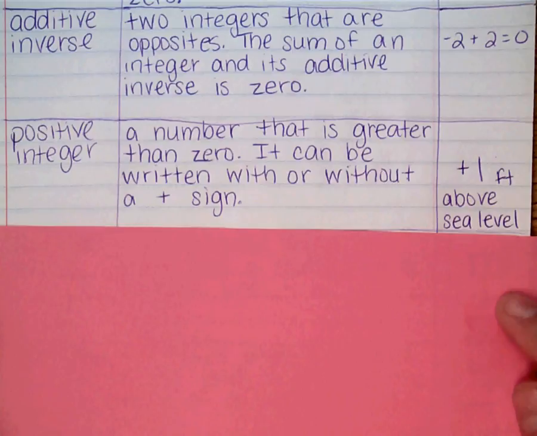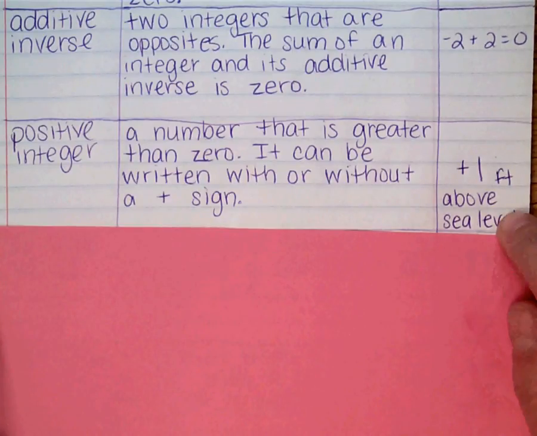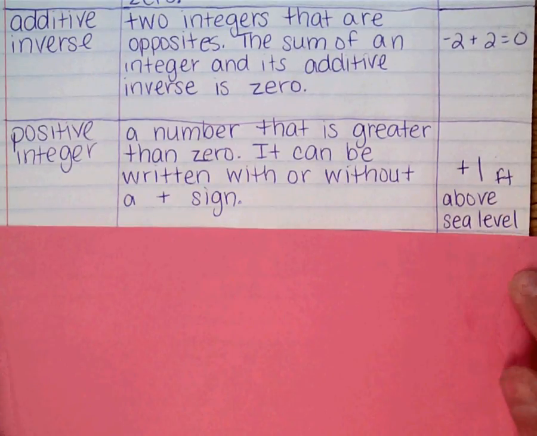Next one is positive integer, a number that is greater than 0. It can be written with or without a positive sign. So your example is 1 foot above sea level. That would be an example of a positive integer. Pause the video to put your term down.